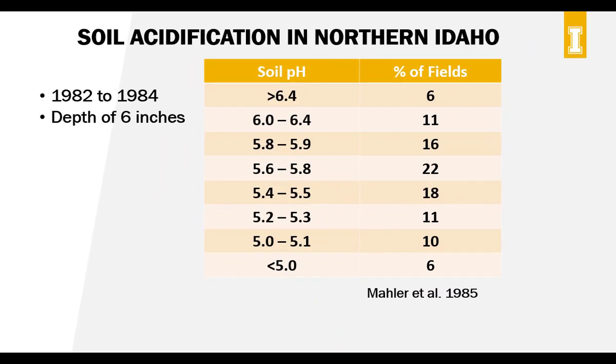We did a survey, in fact this was a survey actually done by Bob Mahler back in the 1980s looking at soil pH in northern Idaho. And you can see the distribution here. Most of the soil pH was probably at about 5.3 or higher. The majority of them coming in about 5.4 to 5.9 in that top 6 inches. And just a small proportion down here below 5.2, which is where we start really getting concerned, seeing aluminum toxicity and some of these other really negative effects occurring.